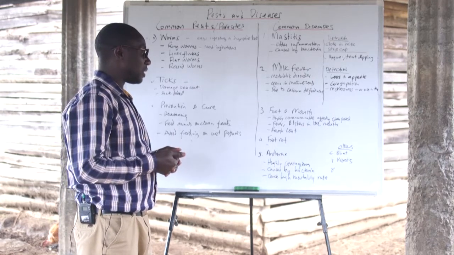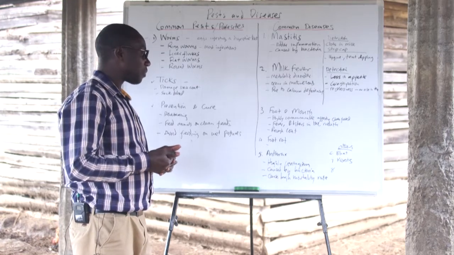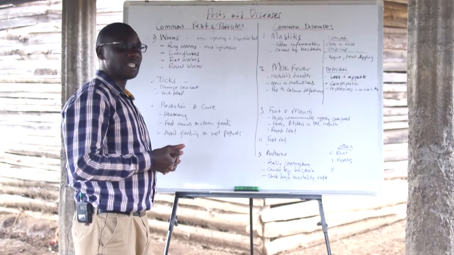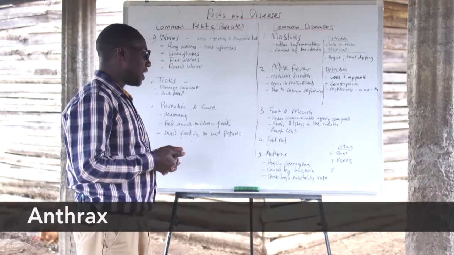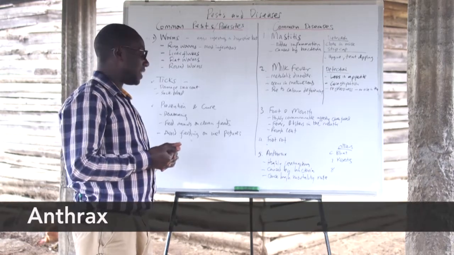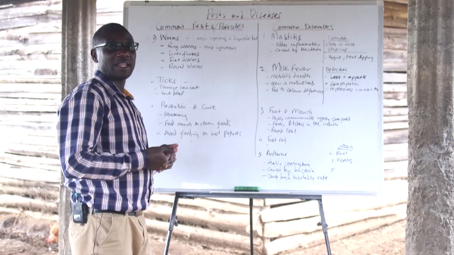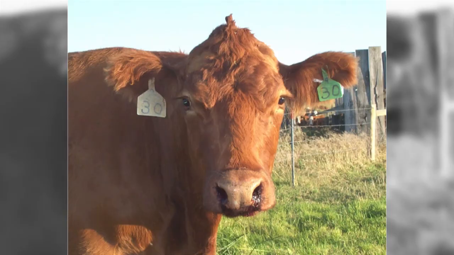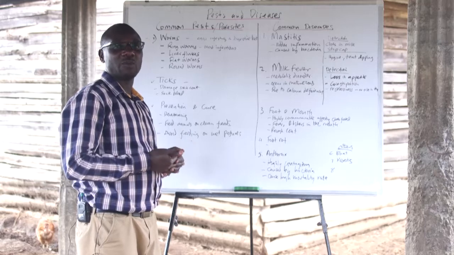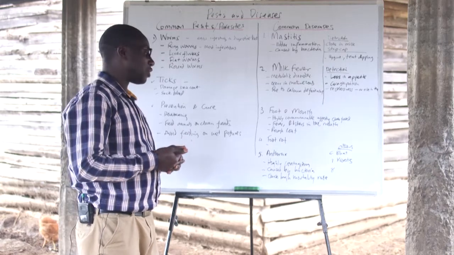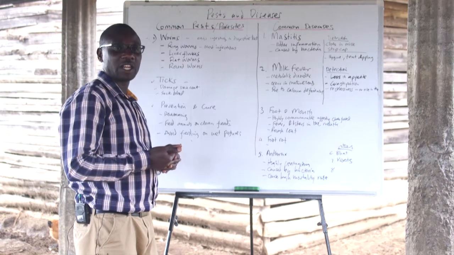We also want the farmers to know that we have a very highly contagious disease called anthrax, which is caused by bacteria. This disease is very risky because it increases the mortality rate of the cows, because cows may die suddenly without farmers knowing what happened to the cows. So proper care of the animals should always be taken into consideration.